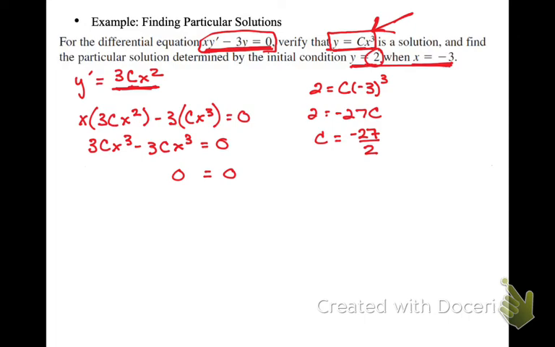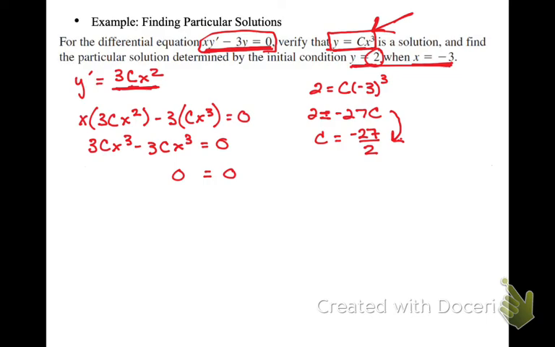You guys did not catch what I did over here. Look from here to here at what I did. Well, you have to divide to get rid of the c first. Well, no. I've got 2 equals negative 27c. What should c equal?